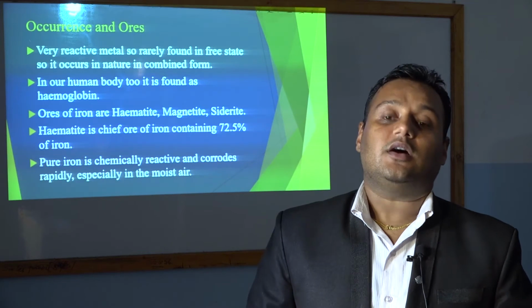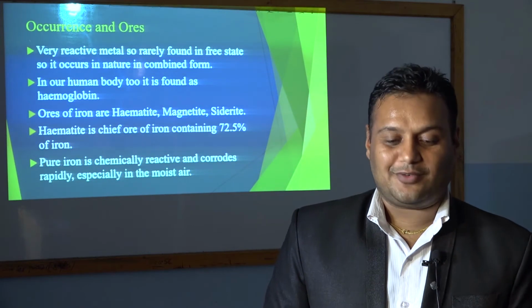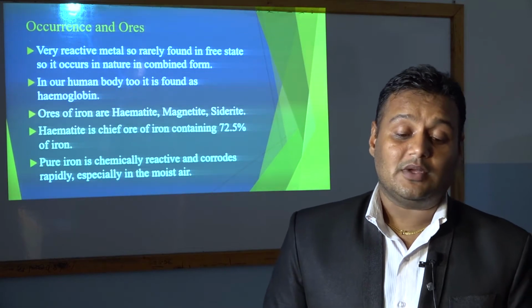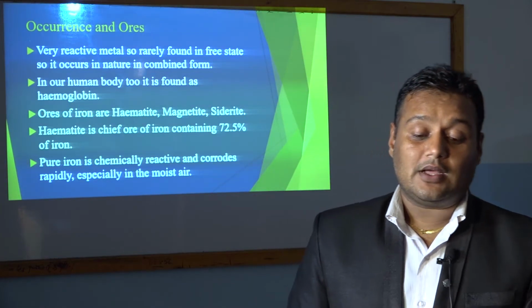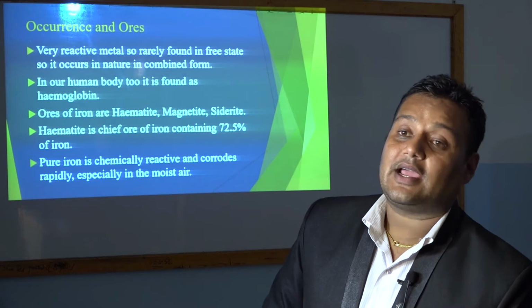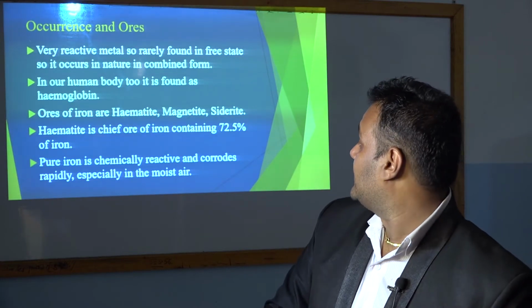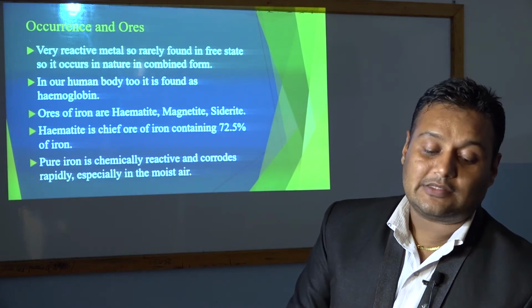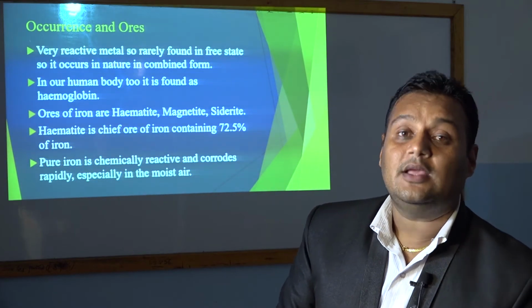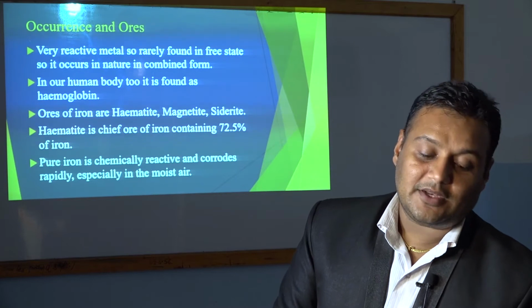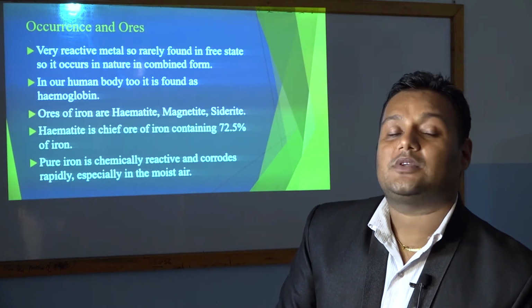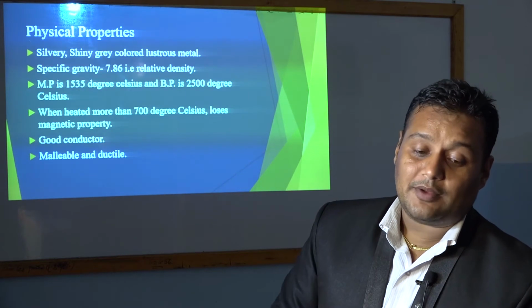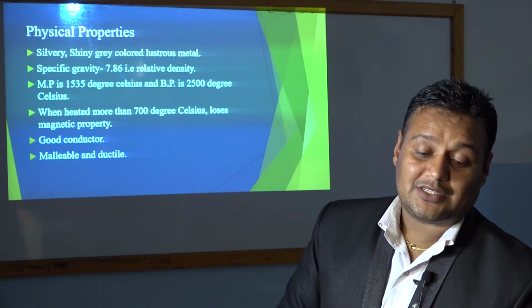And about the occurrence and ores of iron. Iron is a very reactive metal, so it is found in combined form. It is found in the ores named hematite, magnetite and siderite. Among them, hematite is the chief ore of iron. Pure iron is not found because it is chemically very reactive and corrodes rapidly, especially in moist air.